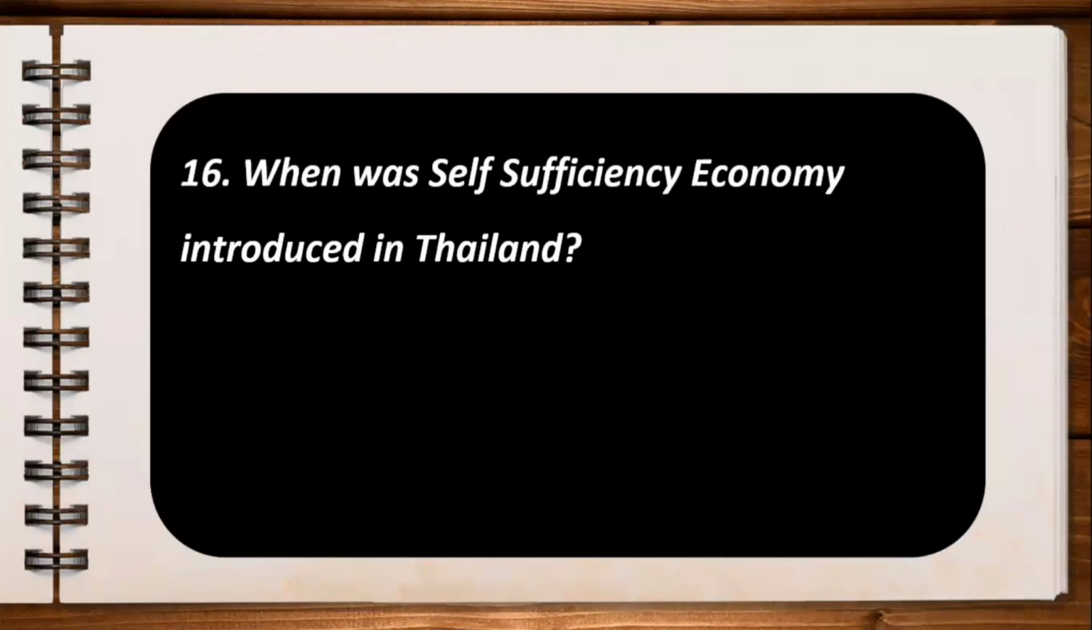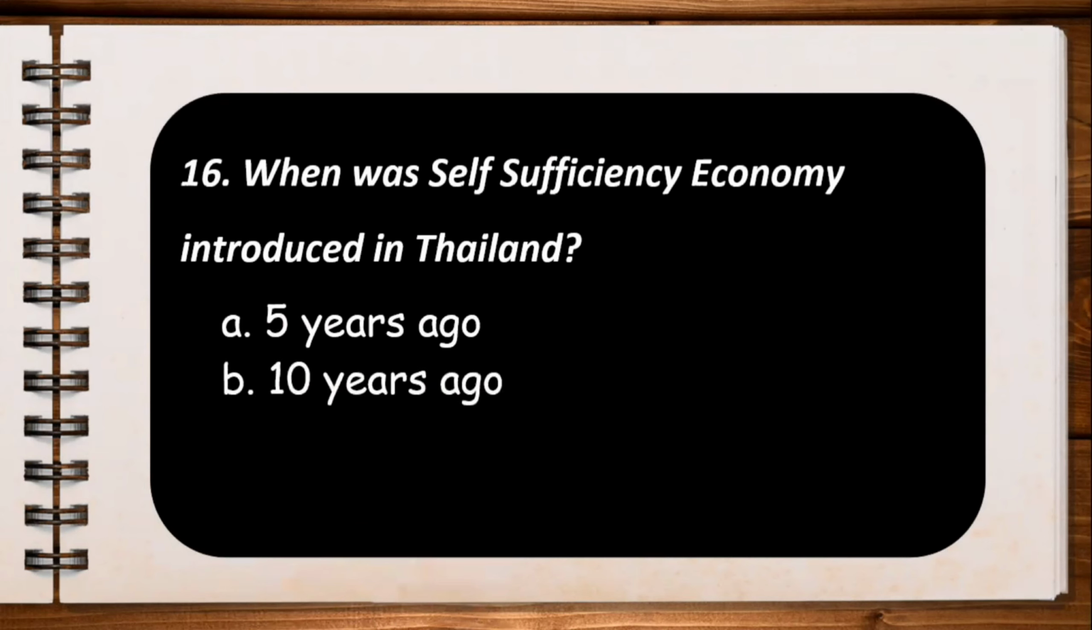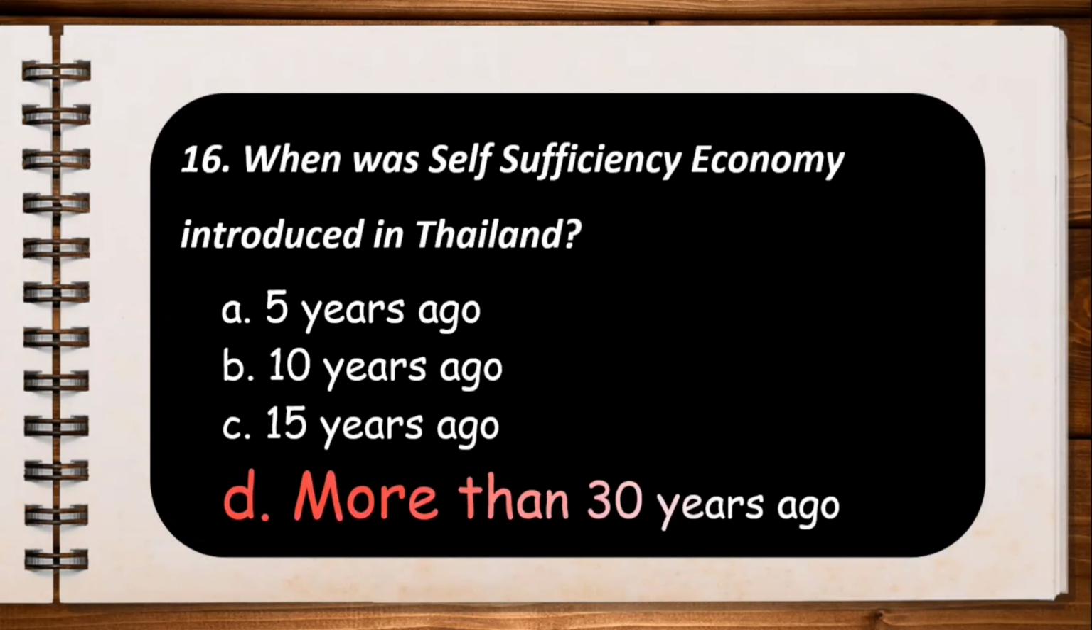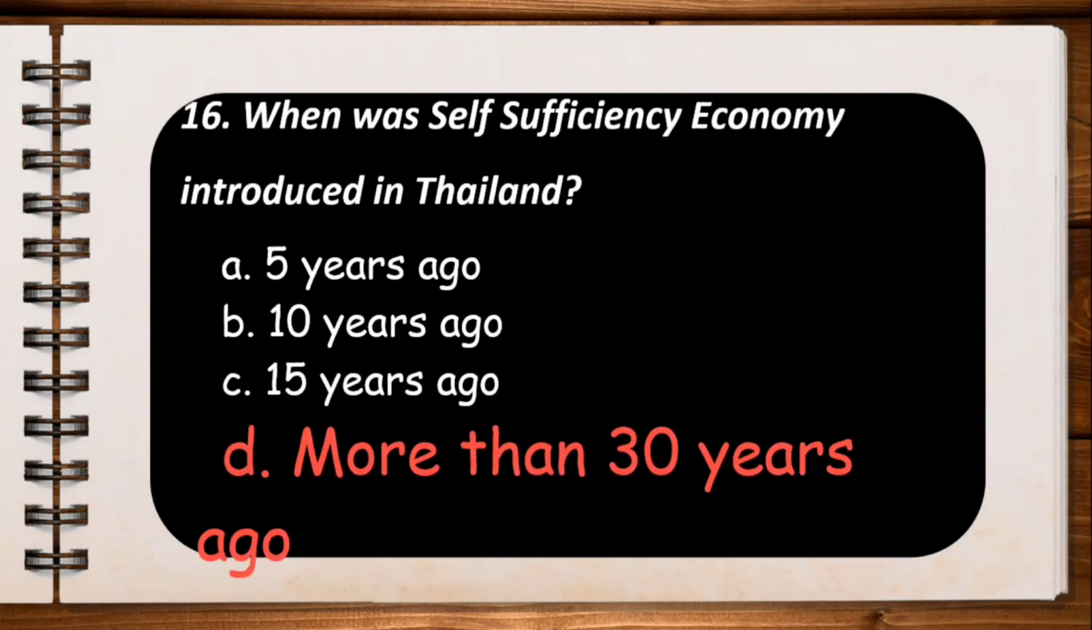Number 16. When was self-sufficiency economy introduced in Thailand? A, 5 years ago. B, 10 years ago. C, 15 years ago. Or D, more than 30 years ago? The answer is letter D, more than 30 years ago.